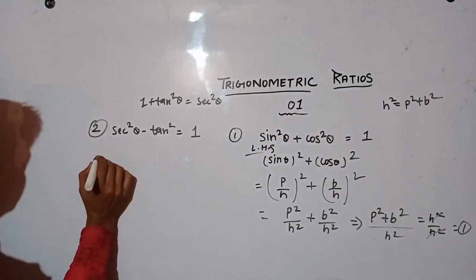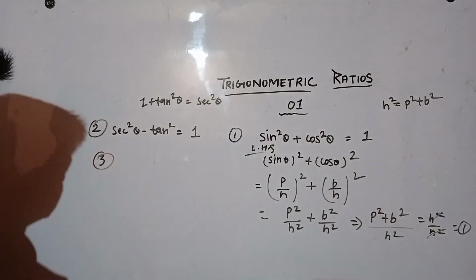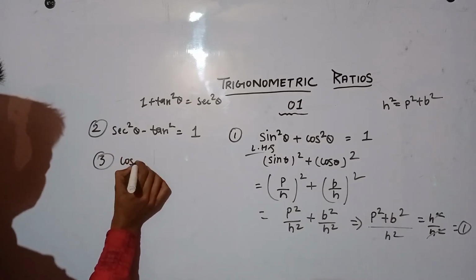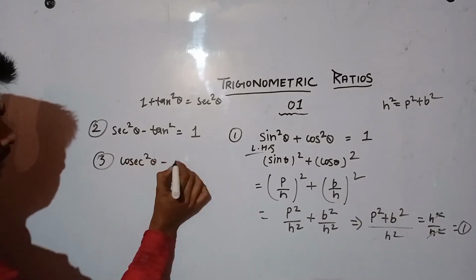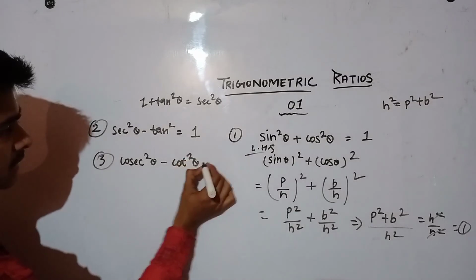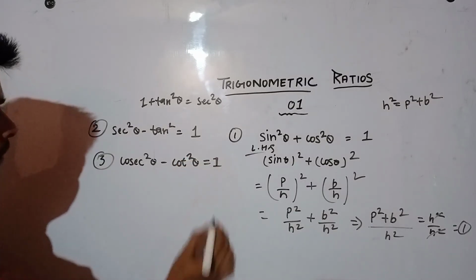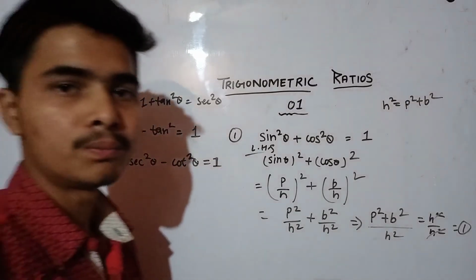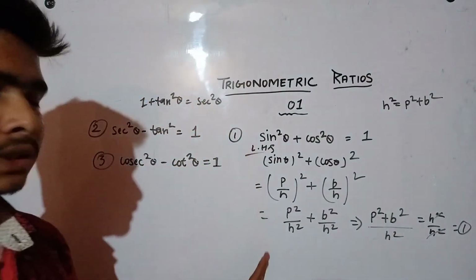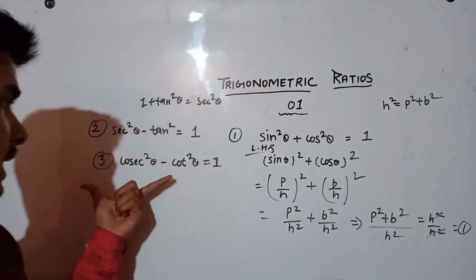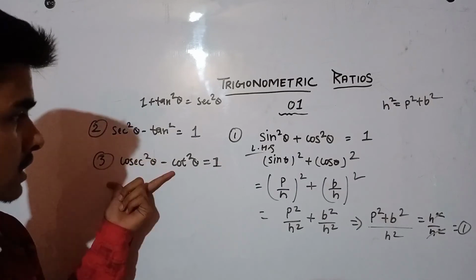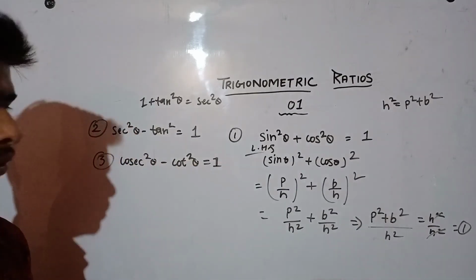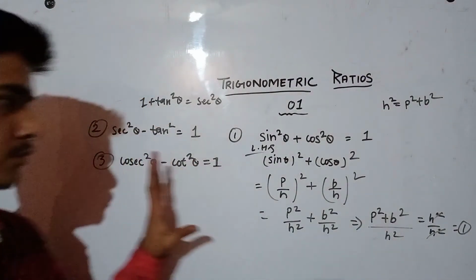The third and last formula for this chapter is cosec square theta minus cot square theta is equal to 1. If you want to prove it, then you can definitely approach using this method, and you can get that this is equal to 1. So kindly note all these formulas.